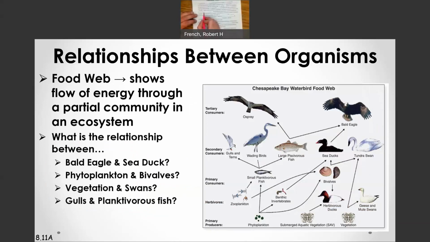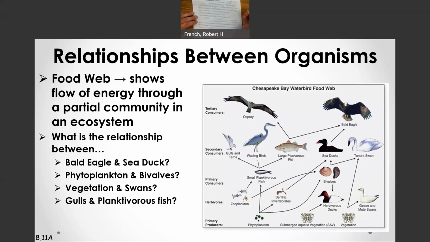All right. So a blank hyphen blank shows the flow of energy through a partial community. Let's go with food web. A food web shows the flow of energy through a partial community in an ecosystem. The arrows point from predator or prey species to a consumer or predator, showing the direction of energy flow. For example, a bald eagle is a blank of a blank, which is its prey species. So the bald eagle is a, should we say predator or a consumer? Either one would work. I'll put predator.